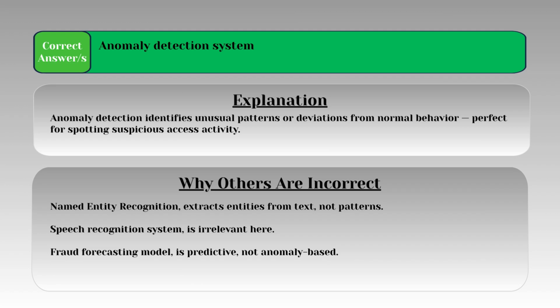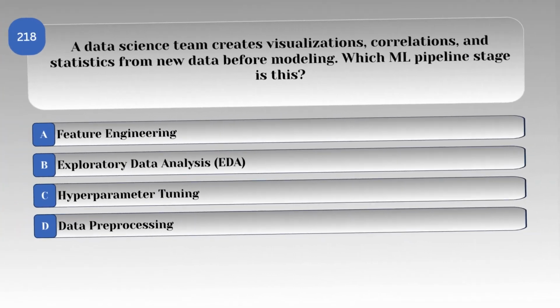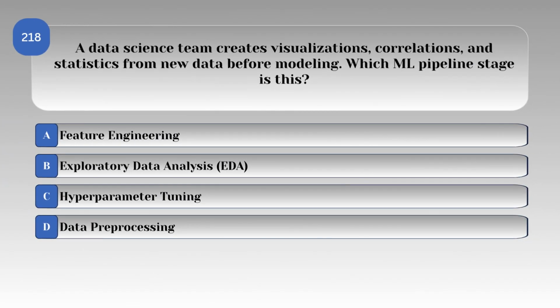Why others are incorrect. Named entity recognition extracts entities from text, not patterns. Speech recognition system is irrelevant here. Fraud forecasting model is predictive, not anomaly based. A data science team creates visualizations, correlations, and statistics from new data before modeling. Which ML pipeline stage is this?